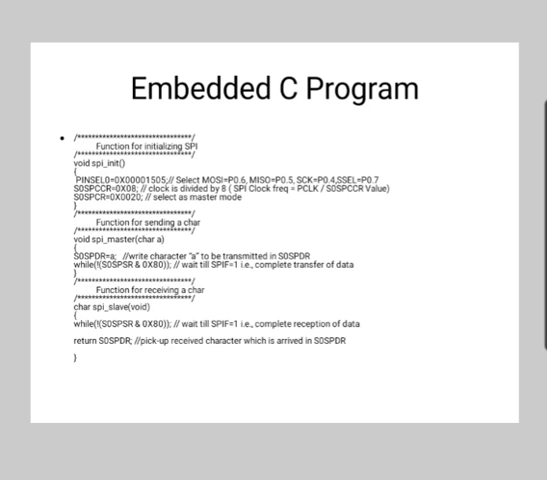So here we have to select master mode. First select the MOSI pin P0.6, and pins P0.5, P0.4 and P0.7. Then the clock is divided by 8, for which we have to use the formula. Then select master mode. Then the function for sending a character. For that, write the 8-bit character to be transmitted.